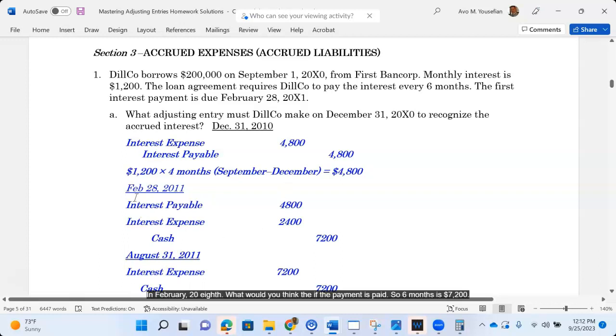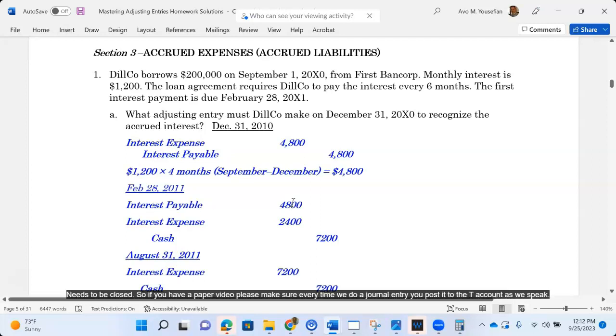On February 28th, what would you think the journal entry would be if the payment is paid? So 6 months is $7,200. That's a credit. Cash goes out of pocket on February 28th. The interest payable that we recognized needs to be closed.